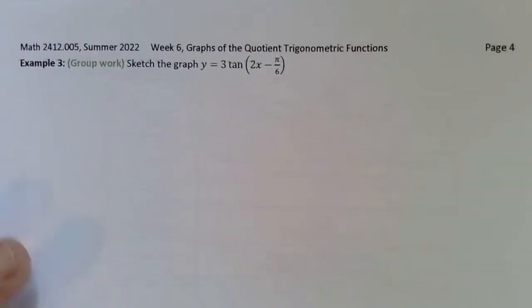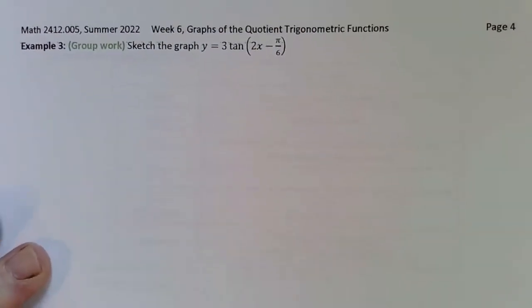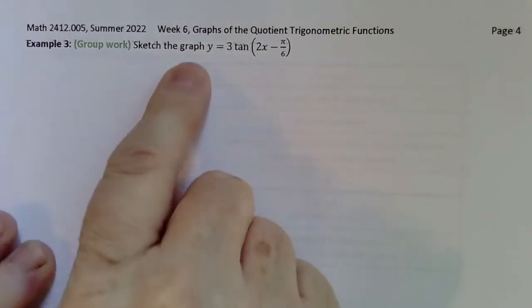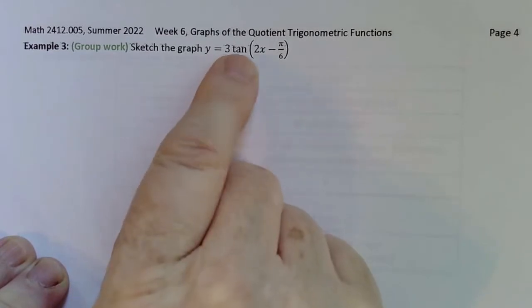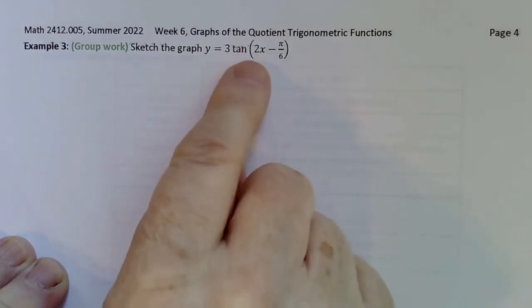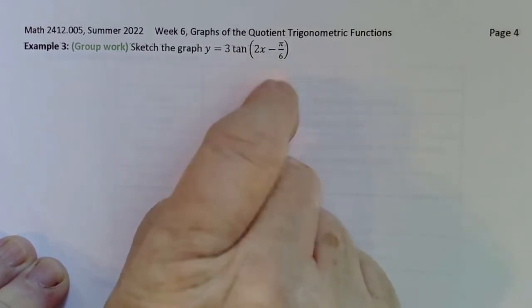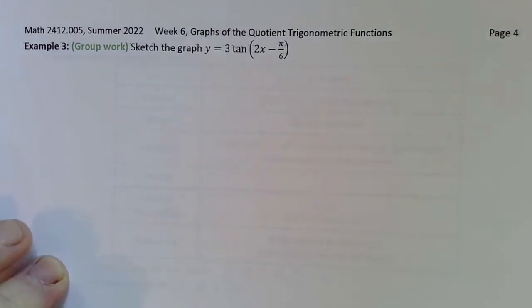I want y'all to pause this video, please, and do this one problem. Sketch the graph of y equals 3 times the tangent of 2x minus pi over 6. Okay, we're going to move on.